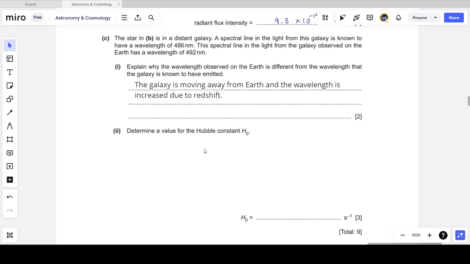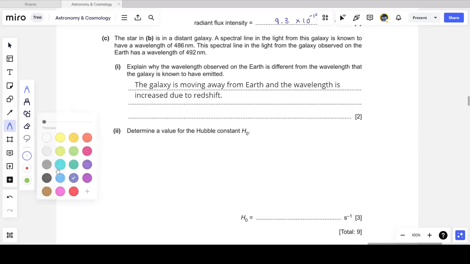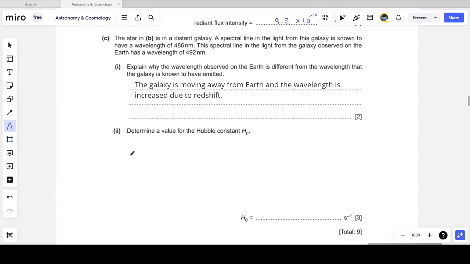We're then asked to determine a value for the Hubble constant, and the Hubble constant equation is v, the speed of recession, is equal to the Hubble constant H0 times the separation between the two galaxies in question. But this is not enough for us to find the Hubble constant. That's because we are only given the wavelength observed and the wavelength emitted. And so we don't really know what the speed of recession of this galaxy is.